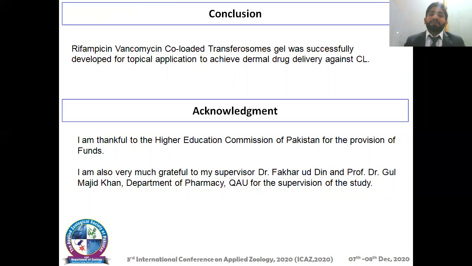Finally, it is concluded that the rifampicin and vancomycin co-loaded transferosomal gel was successfully developed for topical application to achieve dermal drug delivery against cutaneous leishmaniasis.